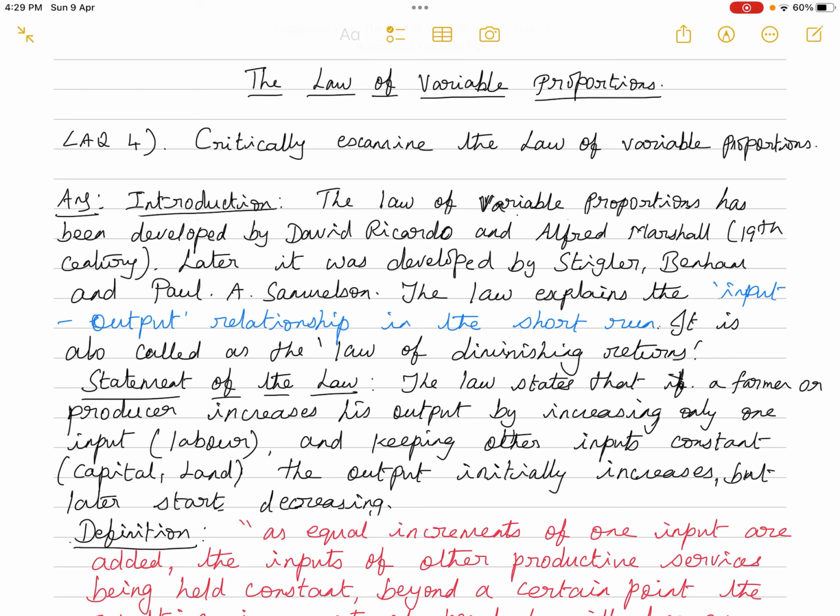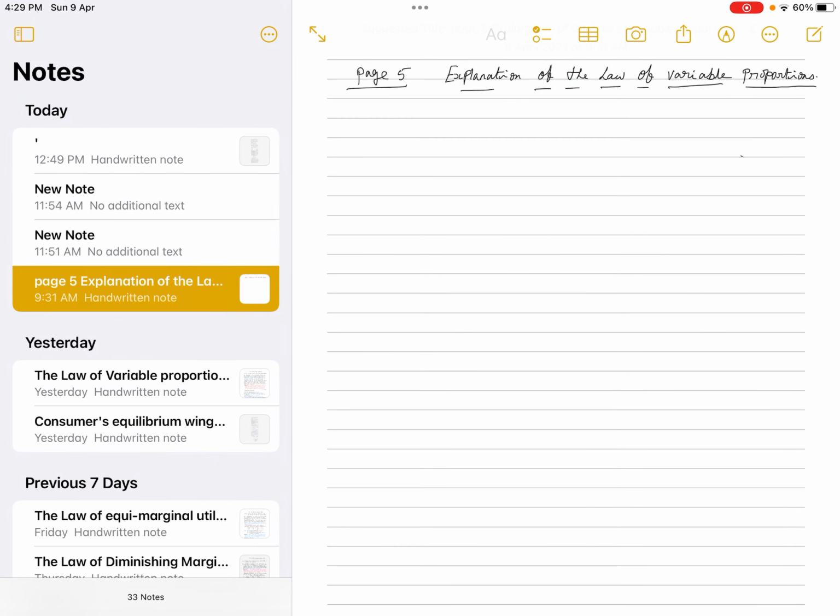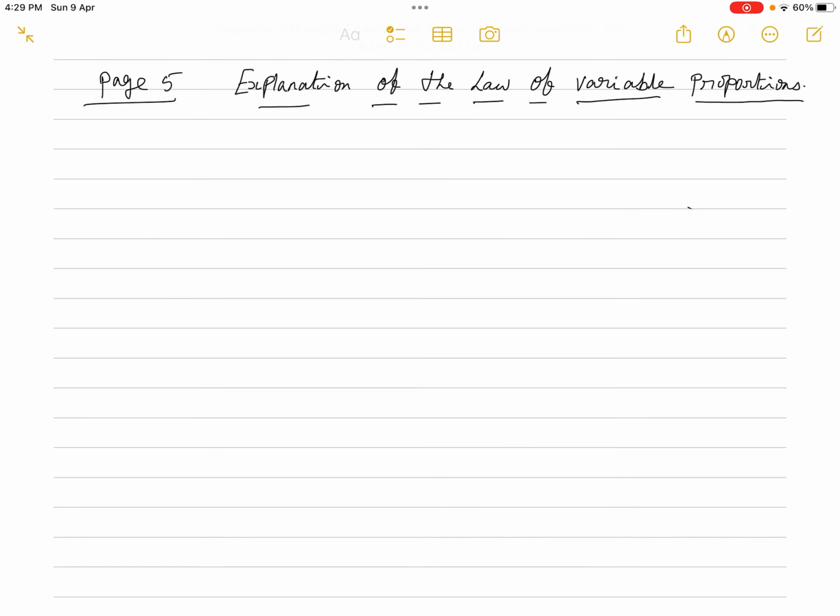In today's class, I am uploading the next answer, the law of variable proportions. This is from Unit 4. This is also one of the very frequently asked questions in the board exam. Very important question. LAQ 4: critically examine the law of variable proportions, the 10 marks question. Okay. So this is the answer, and before I explain the answer, let me explain to you briefly about the law of variable proportions.